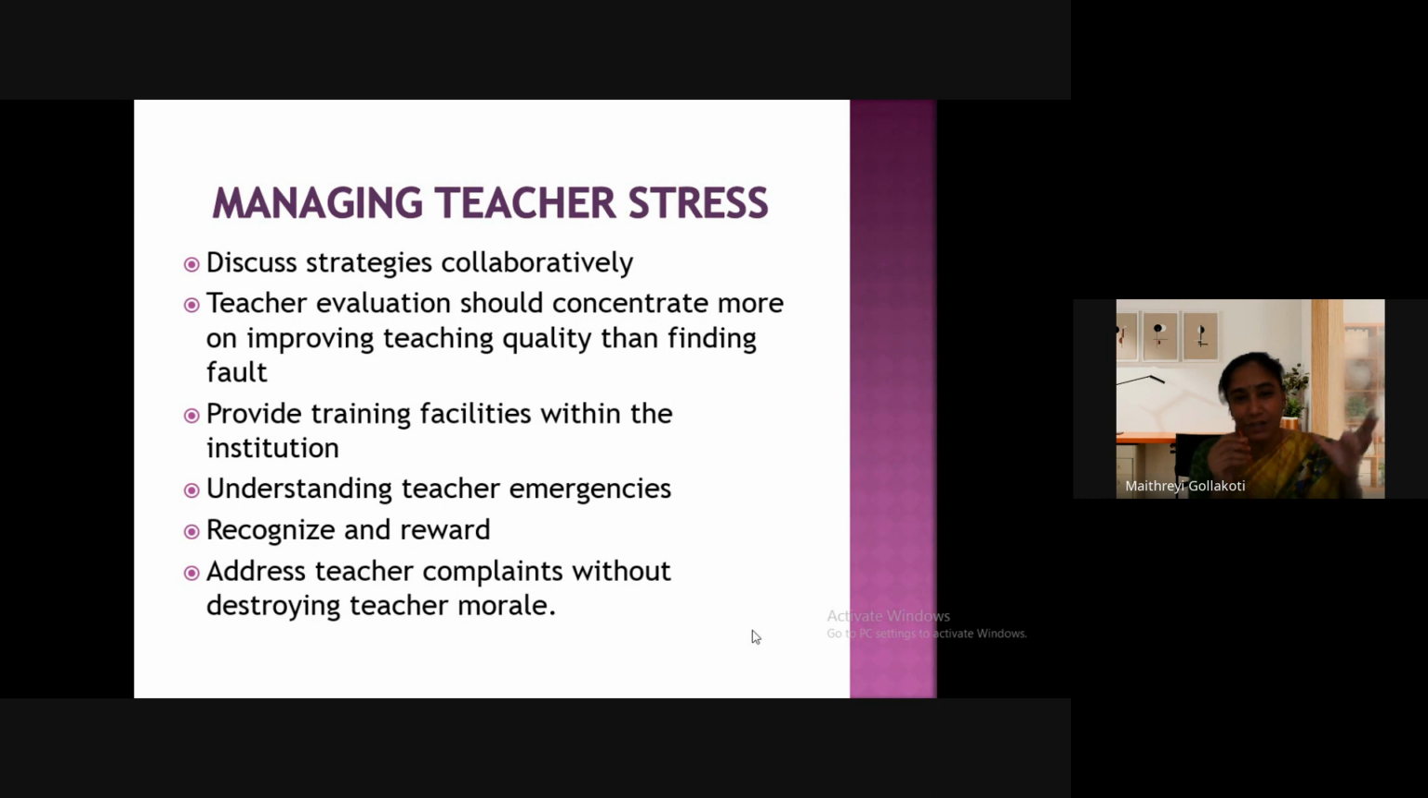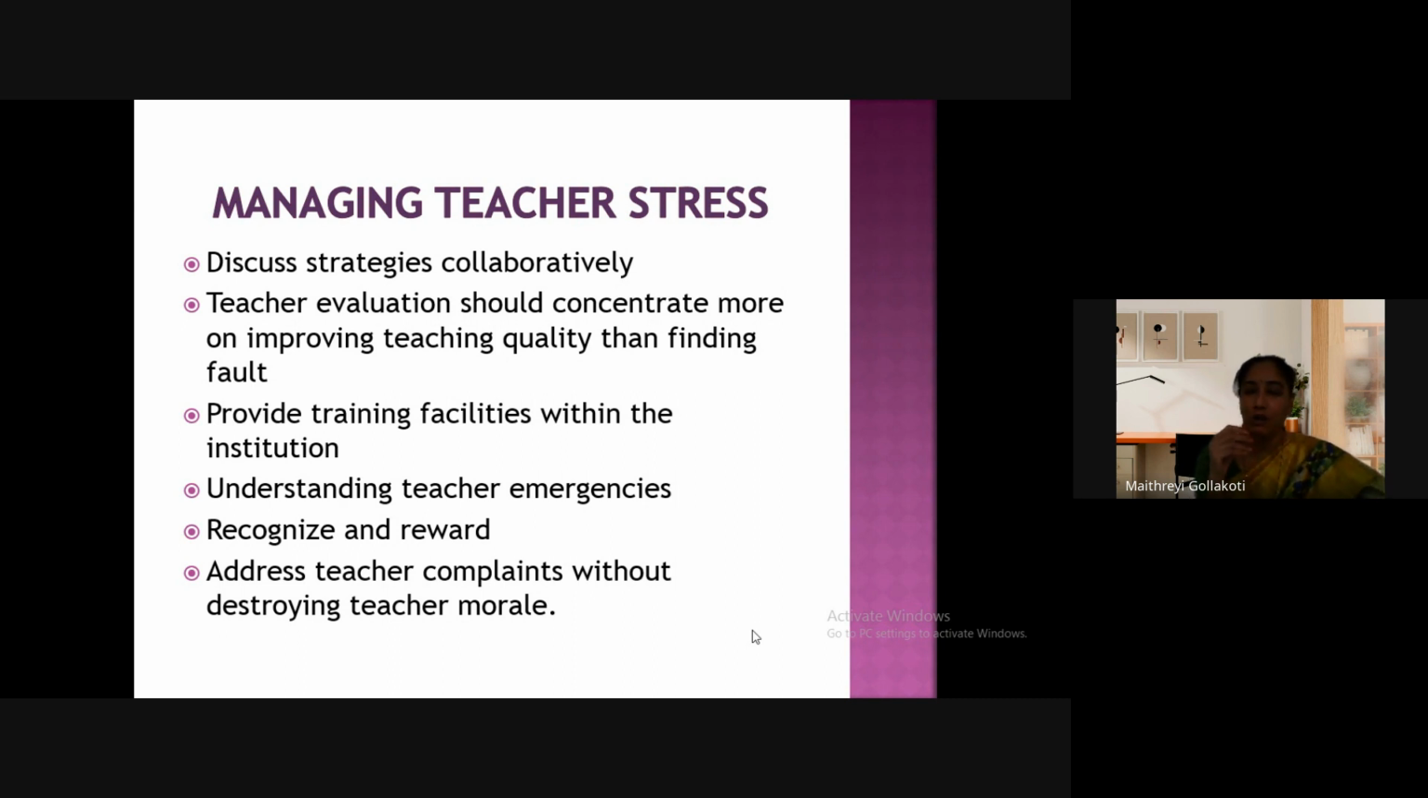So I think management should concentrate on providing training facilities to the teachers. If they are not able to provide training in house by themselves, they can at least sponsor the teachers to go somewhere and get trained, isn't it? Give them leave or give them permission to go and get training. That also will help. Next, understanding teacher emergencies.